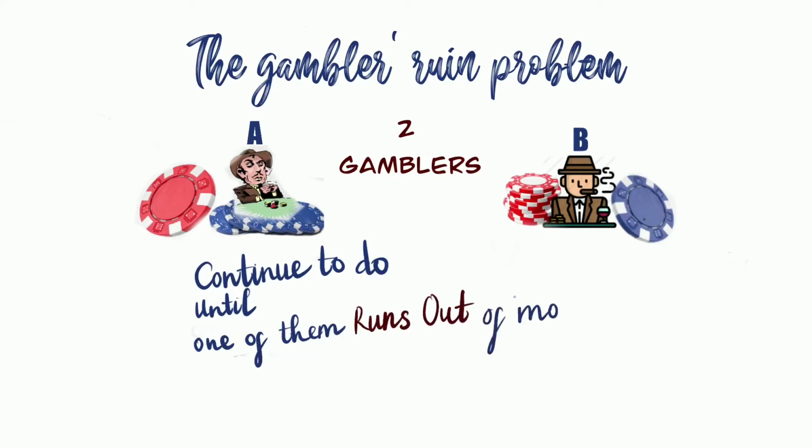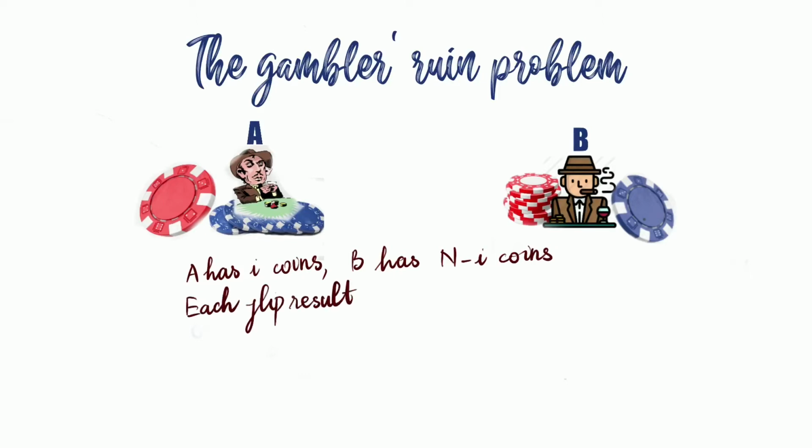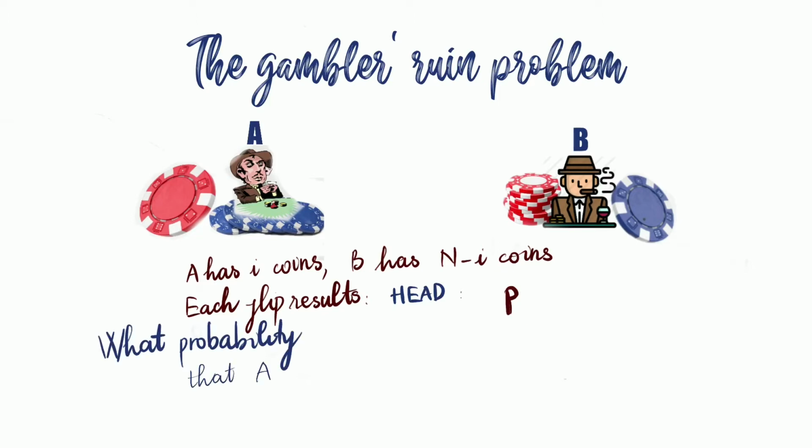If it is assumed that the successive flips of the coin are independent and each flip results in a head with probability P, what is the probability that A ends up with all the money, if A starts with i units and B starts with N minus i units?